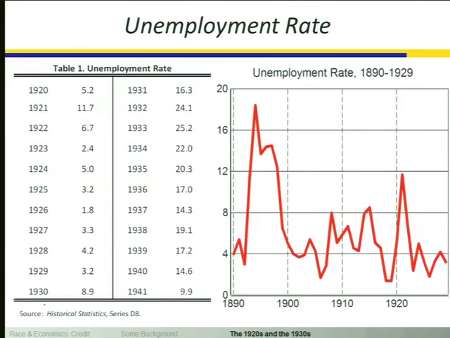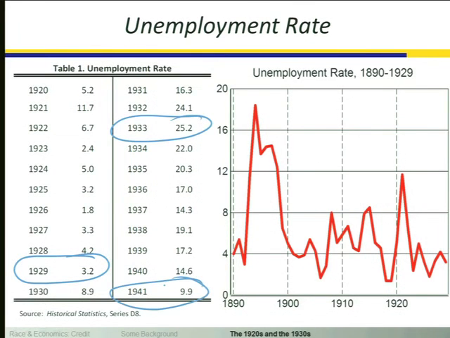Here's the same data, Table 1 in your handout. The graphs are at the back, the numbers are at the front in your handout. Table 1 shows you the values year by year. So you can see here in 1929, as we go into recession, the average unemployment for the year is 3.2%, hits a peak here of 25% in 1933, and doesn't get back below 10% until 1941. It's a decade of pain.